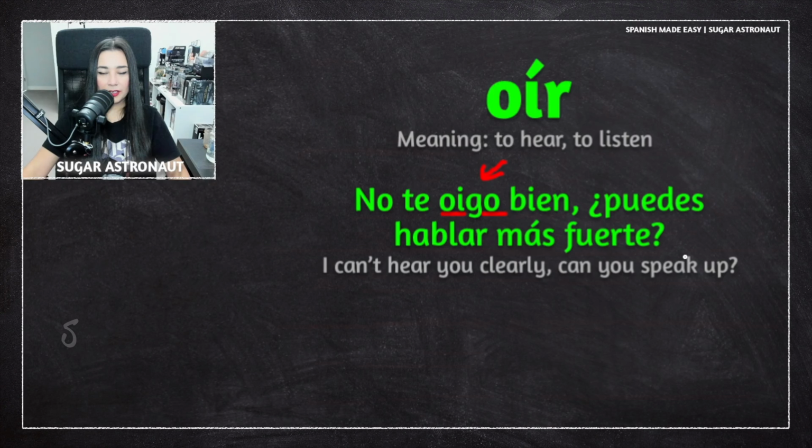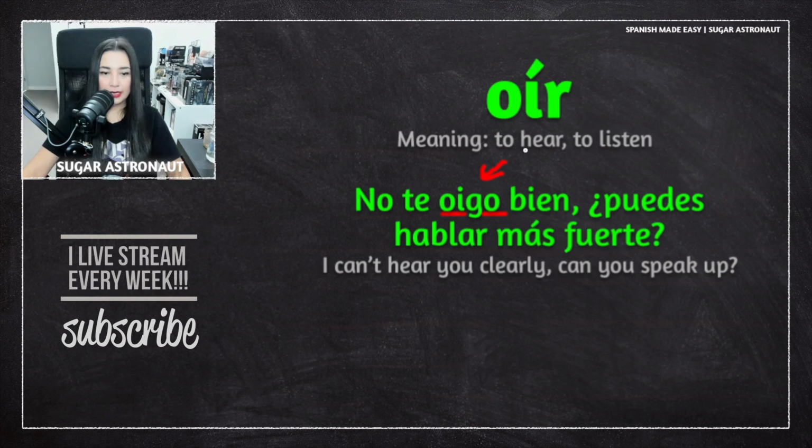Right over here. No te oigo bien. I can't hear you clearly. And in this situation, obviously it means to hear or just hear.